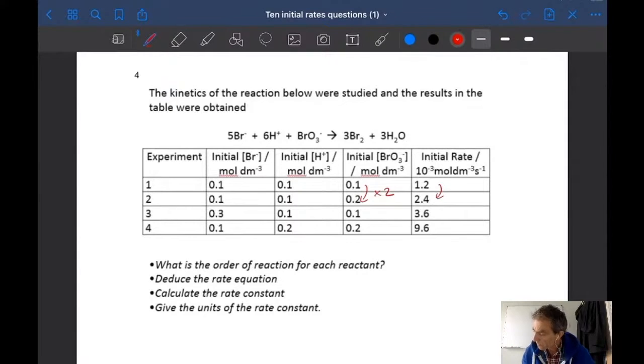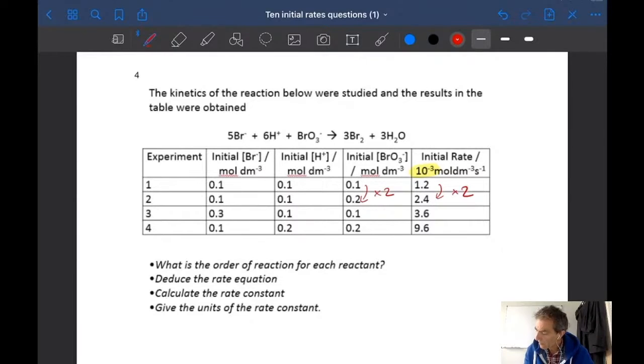1.2. Don't forget about, and I'm going to highlight this because when I use this with my students it catches them out a lot, the initial rates are all times 10 to the minus 3. So 1.2 times 10 to the minus 3 up to 2.4 times 10 to the minus 3 is a twofold increase.